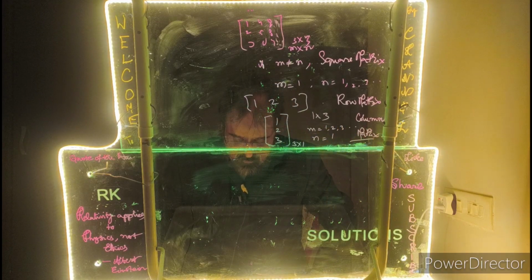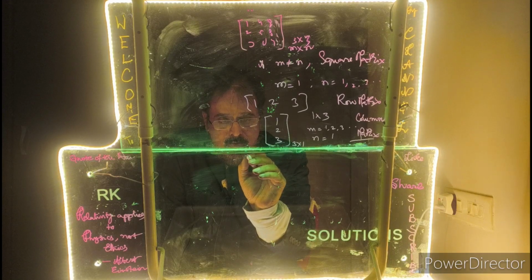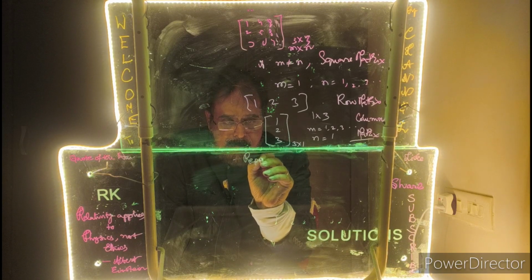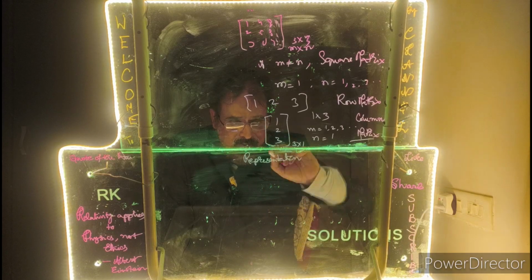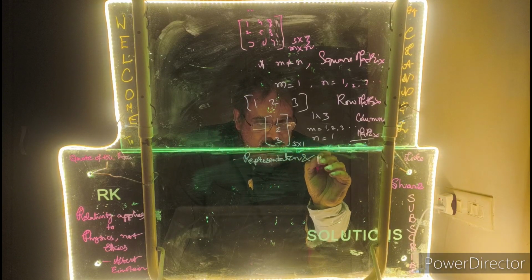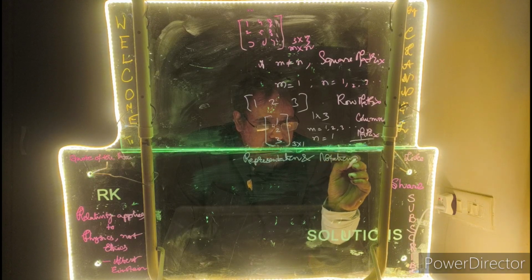This is a categorization by the number of rows and columns. Now, how do we represent a matrix? And I mean representation and notation used in matrices.